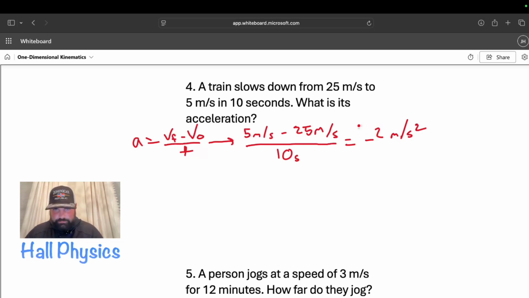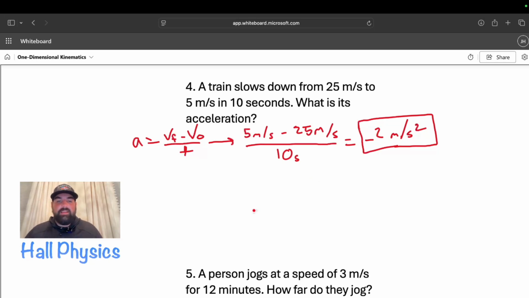Okay? So, when our acceleration is negative, that means we are slowing down, okay? And our object is moving in the negative direction, okay? So this train is slowing down 2 meters per second. Every second it is slowed down by 2 meters, okay?